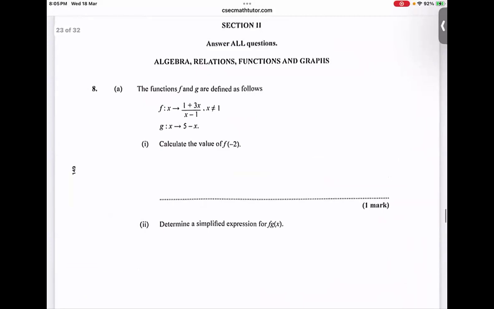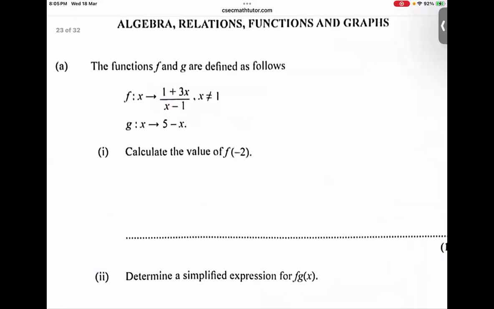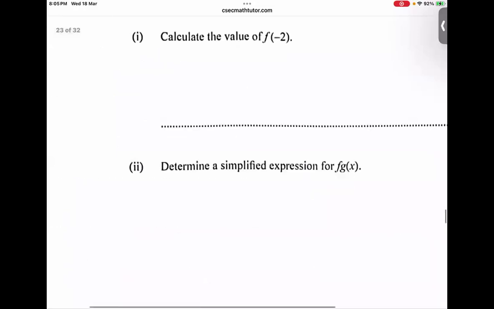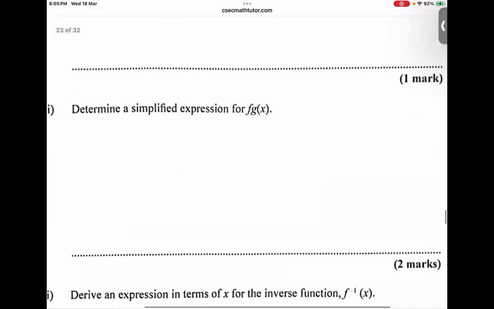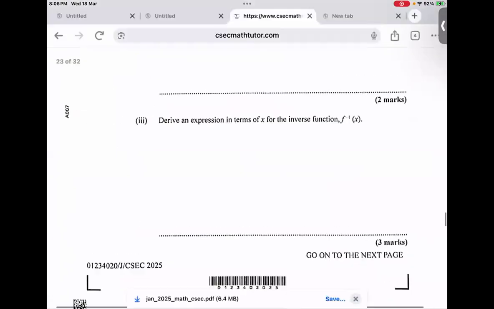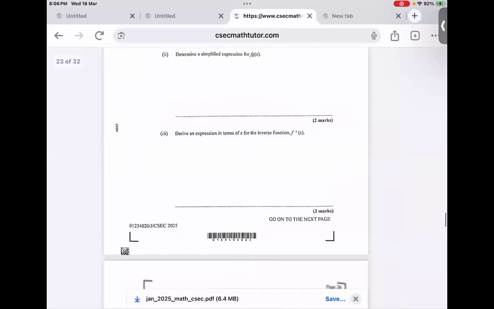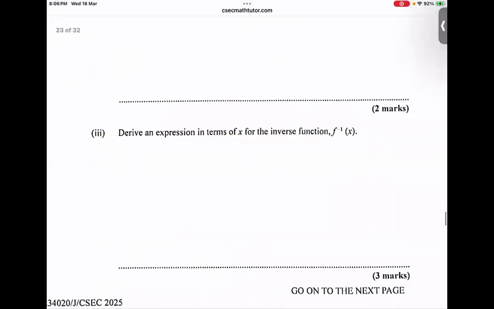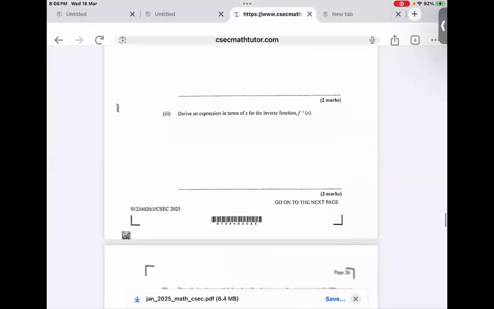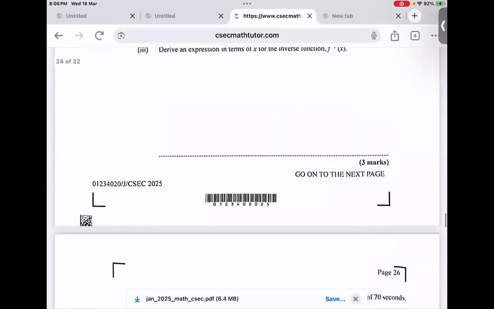Look at that. Calculate the value of f of minus 2. How much marks is that? 1 mark. We can do that. Derive the function f of g of x. We did that already. Derive an expression in terms of x for the inverse function. Like that. Now, one more.